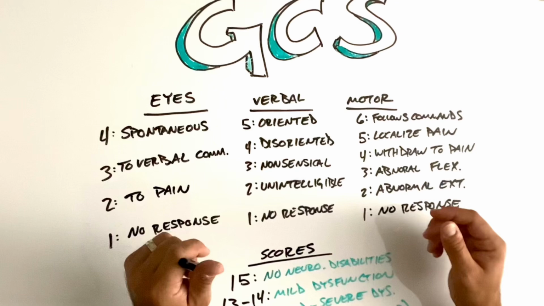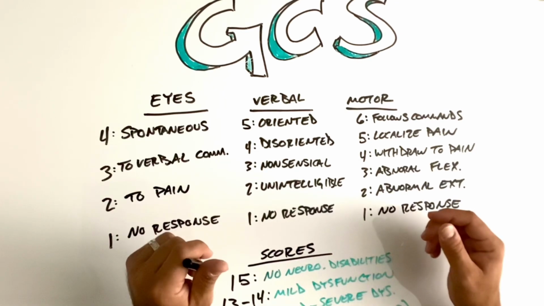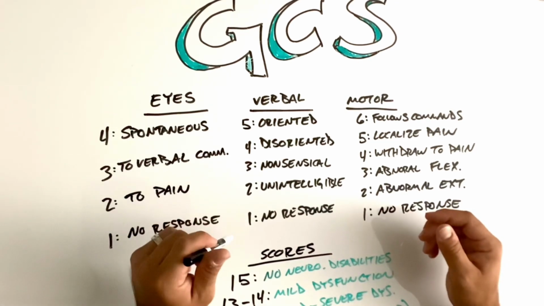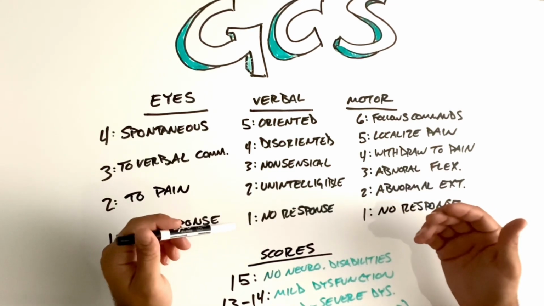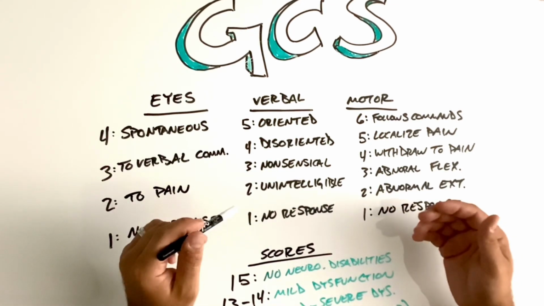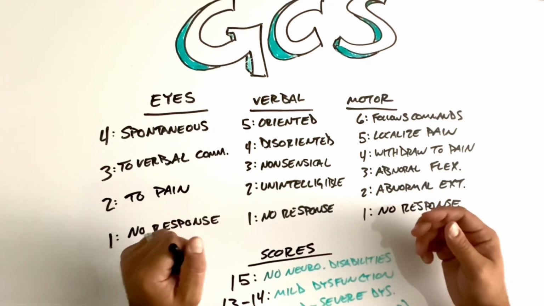Number 3, are they displaying nonsensical speech? 2, unintelligible or mumbling. They're not making any sense, but you also can't make out what the patient is saying consistently. That'd be a 2. And then obviously no verbal response is going to be a 1.